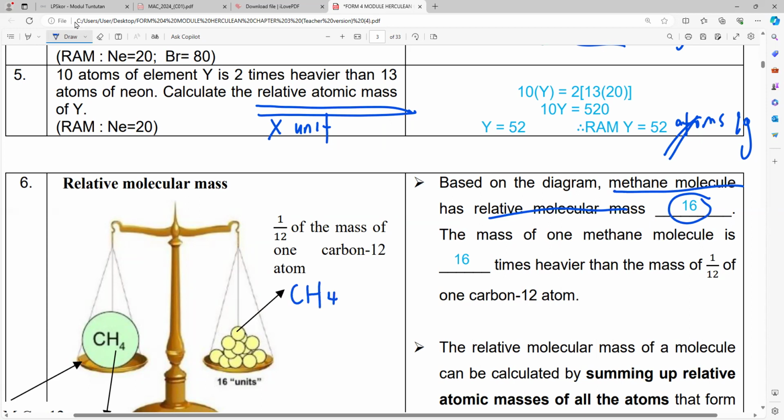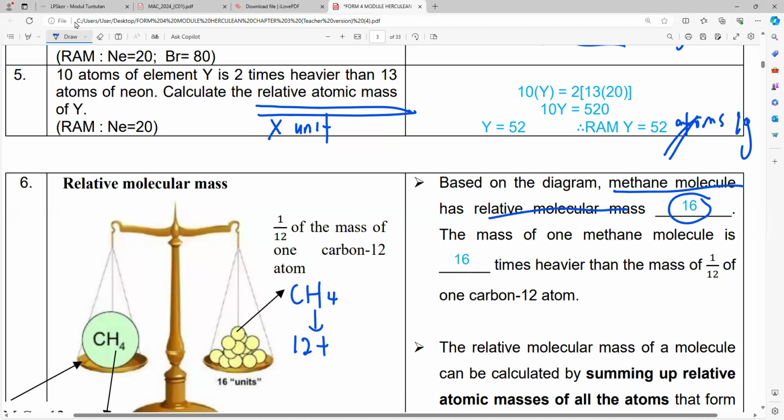CH4. That's why I always tell my students, memorise the periodic table from number 1 to number 20. Memorise the proton number and the nucleon number. Easy for you. What is the mass of carbon? Very good, 12. Of course, he already answered 12, then you all should know it's 12 too.